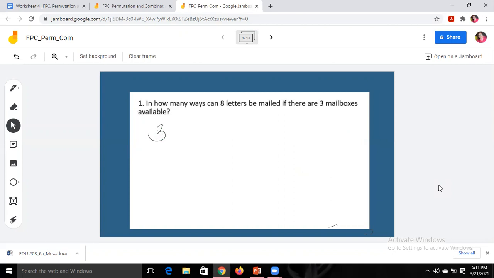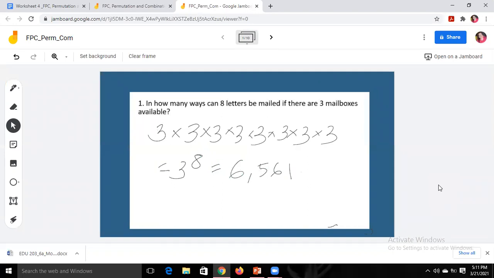Okay, so ganun din sa second letter, may 3 choices din. Ganun sa third, hanggang sa 8th letter. Or, ibig sabihin, we have 3 raised to 8. Or you have 6,561 ways to mail your letter. Okay? So, bawat letter natin, may 3 mailboxes na choices. Okay, let's proceed.